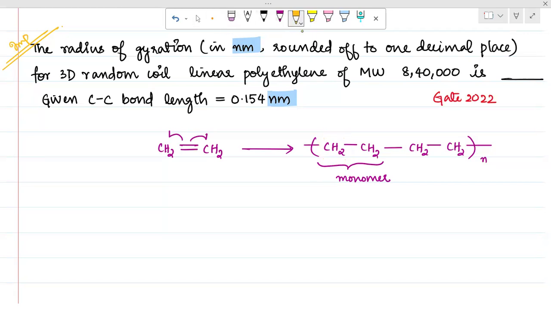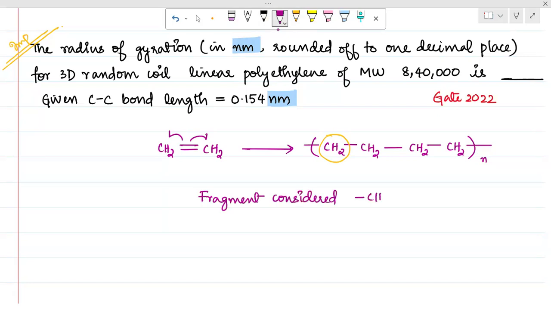So when you take just CH2, what is the weight of the fragment? The fragment considered is CH2. And what is the mass of one CH2? 12 plus 2, which is 14 grams per mole.